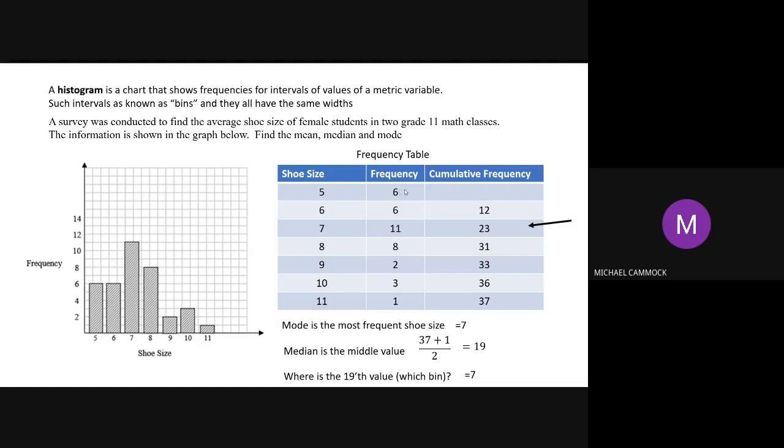I only have 6 so far. If I put in the second group, I only have 12 so far. If I put in the third group, I have now 23 so far, and somewhere in there is number 19. And that means that the 19th student has a size 7 shoe. So hopefully that makes sense. I'm going to move on.